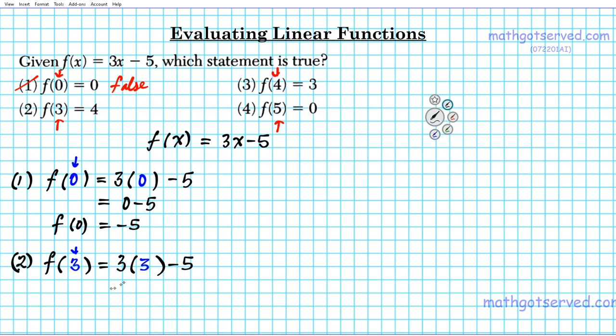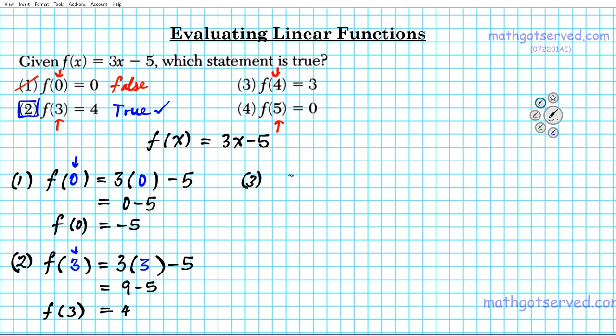Using order of operations, you multiply first and subtract. Please excuse my dear Aunt Sally. Right, so you multiply first, you get 9 minus 5, and your answer is 4. So f of 3 is 4. Oh, wow. That's true. Bam. This is the answer. The answer is option number 2. Okay? Alright, so just for practice, let's do 3 and 4 to show that they are false also.